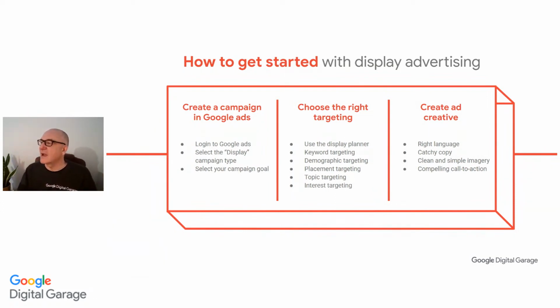We need to look at the right language with catchy copy. We need clean and simple imagery. Again, good photos to stop people in their tracks or to, again, catch their eye, and a compelling call to action. So a call to action is something which is going to help you to move your customers and your audience onto the next step. A call to action can be buy now, click here, subscribe now, call us, email us, whatever it is that you want your customer to do.